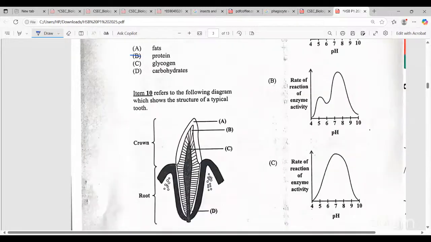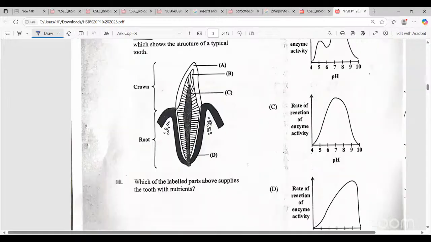Item 10 refers to the following diagram which shows structure of a typical tooth. And then it said which of the labeled parts supplies the tooth with nutrients. And we know that part is the pulp cavity. We have the enamel at A, dentine at B, and the pulp cavity at C. So that one will be C.